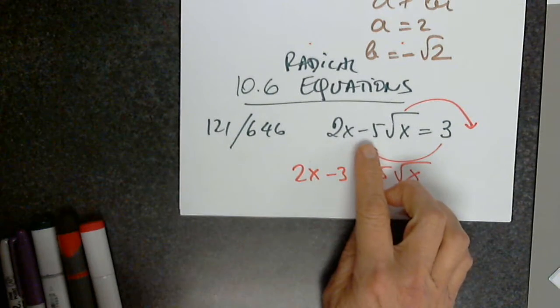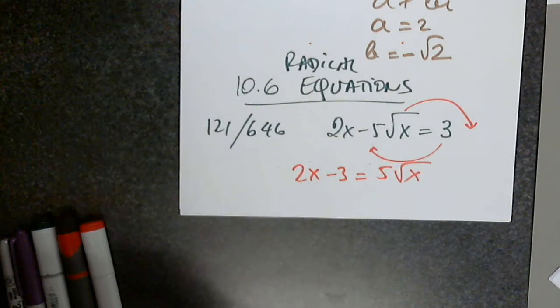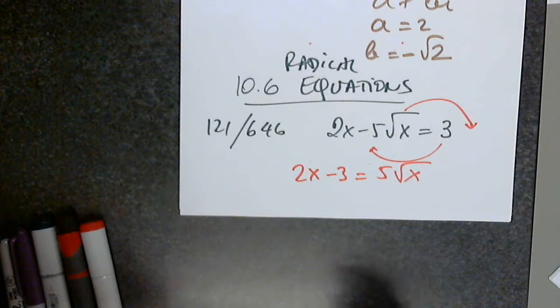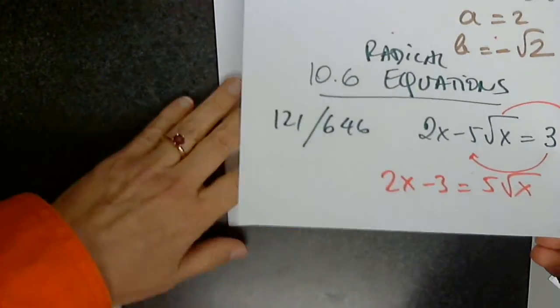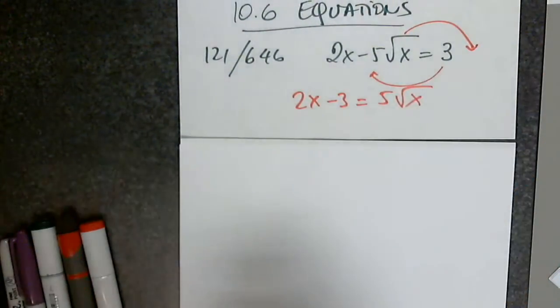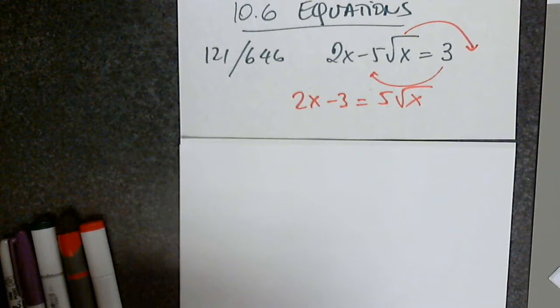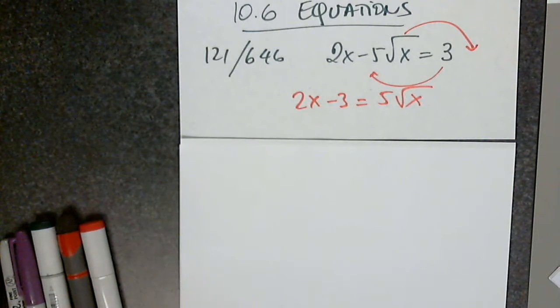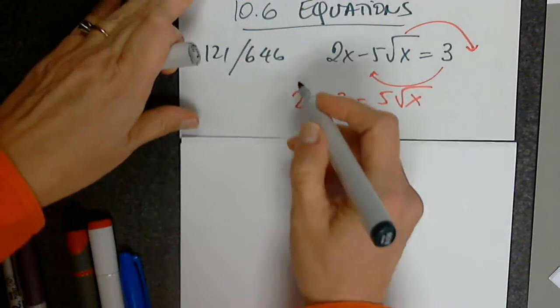You can still have negative 5, the square root of x equals 3 minus 2x. You're going to get the same answer. You don't have to erase or change anything. But I would rather have the radical positive, but it doesn't matter really. So what is the second step? After we isolate the radical on the left or right, it doesn't matter. What will be the next step? Say it again. I have to square both sides. Very good.